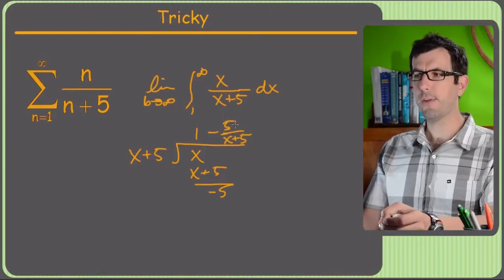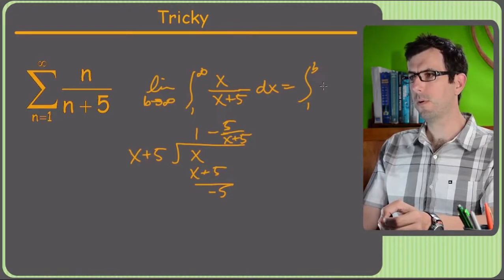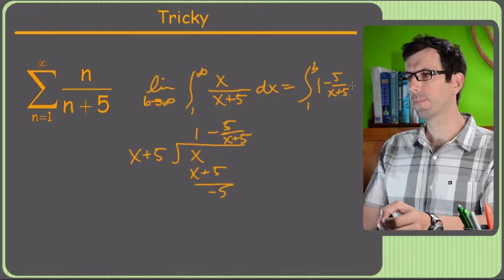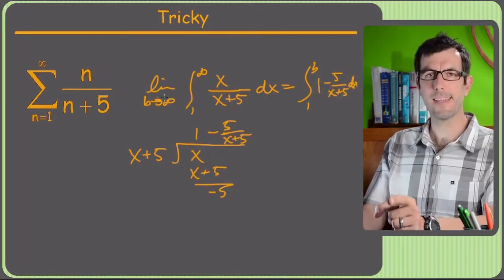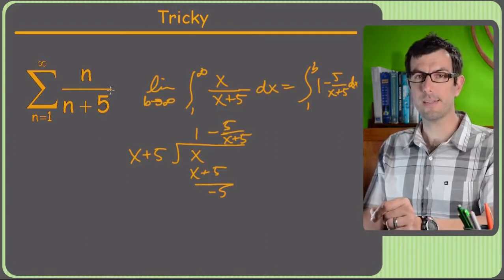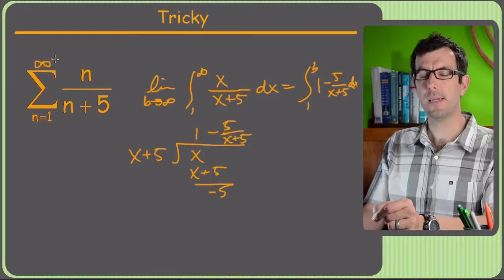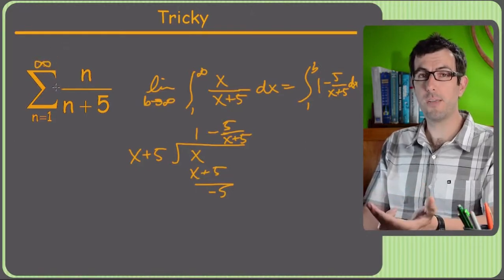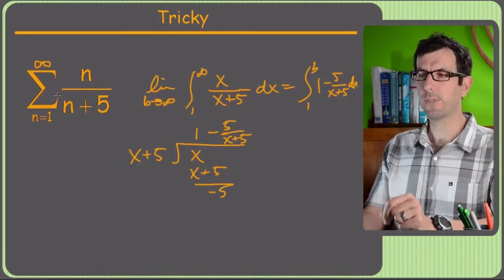Okay, so if you integrate this, the integral becomes the integral from 1 to b of 1 minus 5 over x plus 5. All right, so you could take it from there. It'd just be a natural log. But here's the thing. We don't actually have to do this. And this is why we want to keep an eye out. Even though the integral test is one of the more difficult techniques, sometimes they'll throw in a trick problem where you don't need the integral test.